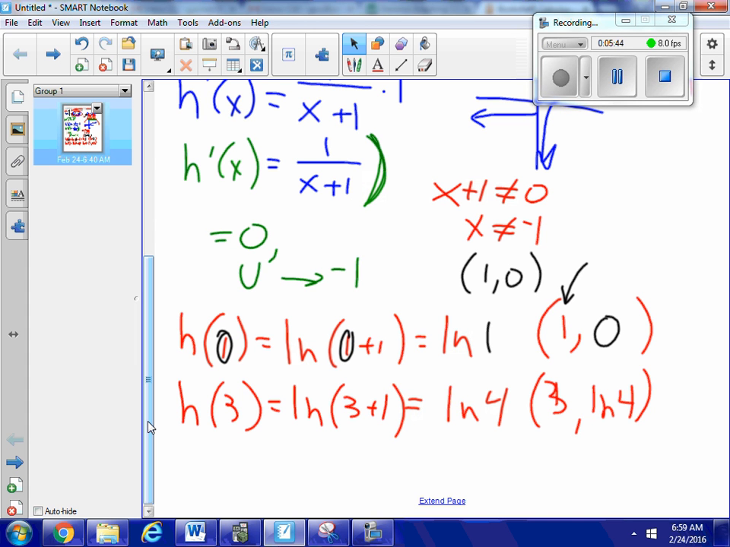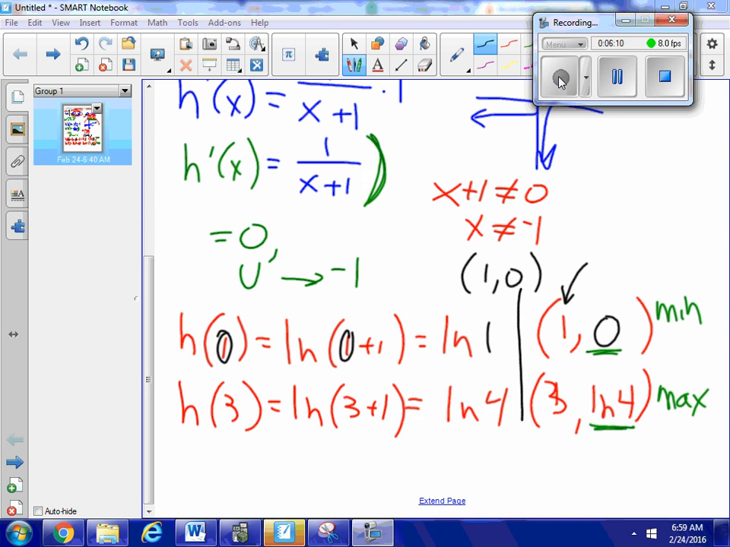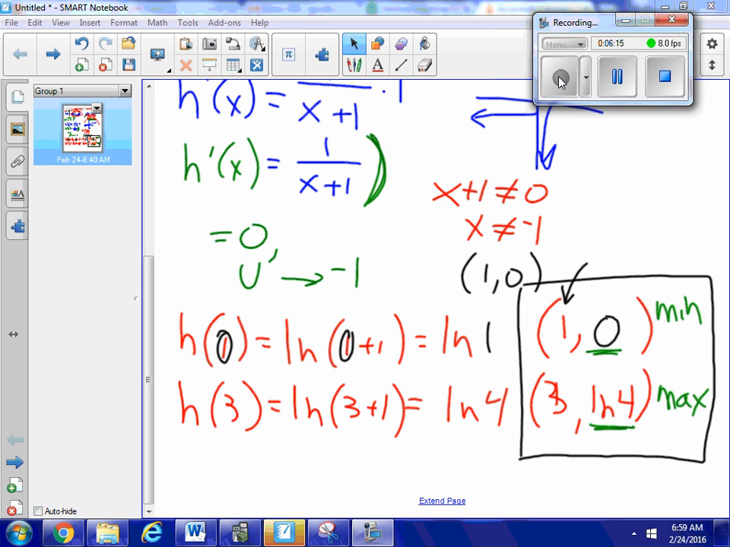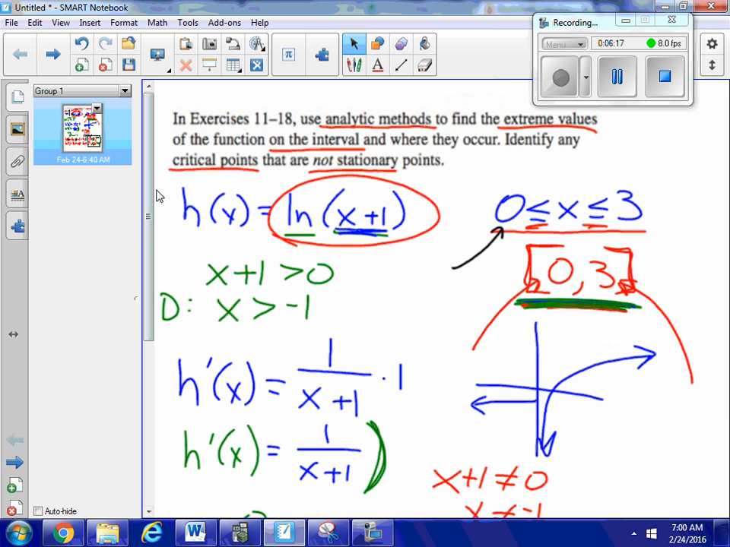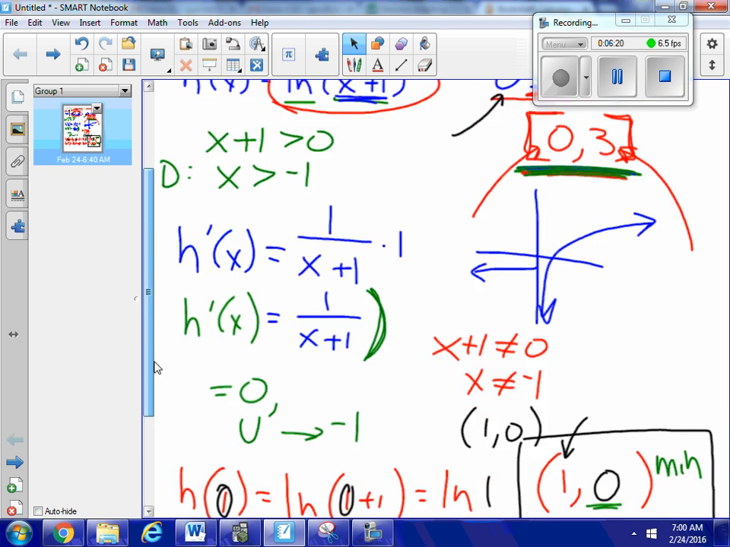I don't have anything in between that is a critical point. So the extrema have to either be at critical points or at the end points. Well, this one here is my minimum because my y value is 0, and this one here is my maximum. Well, I don't know exactly what ln 4 is, but I know that it's greater than 0. So that is the answer to this problem, and we answered the other section about critical points that are not stationary points: there are none, because there are no critical points in this function at all.